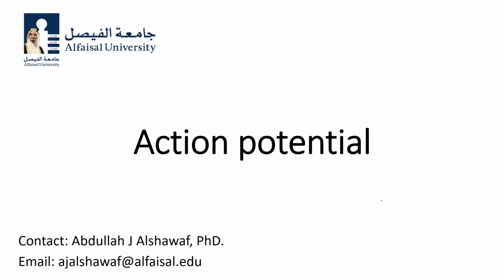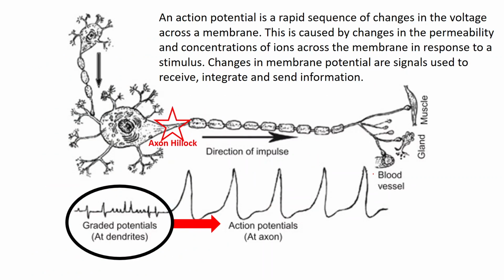Okay, should we start? Okay, so let's start. Bismillah ar-Rahman ar-Rahim. So today's topic is on the action potential, which we keep mentioning, right? And so what is an action potential? An action potential is basically a rapid sequence of changes in the voltage across a membrane, which is the change in the membrane potential, okay? This is caused by changes in the permeability and concentrations of ions across the membrane, as you learned.